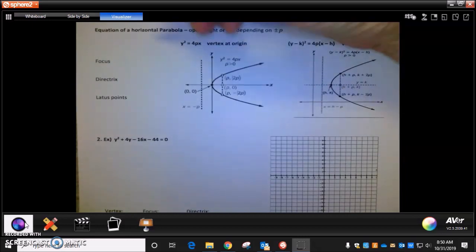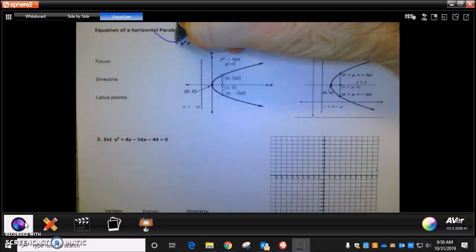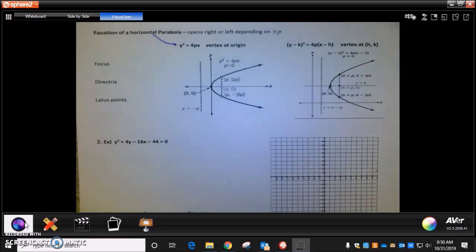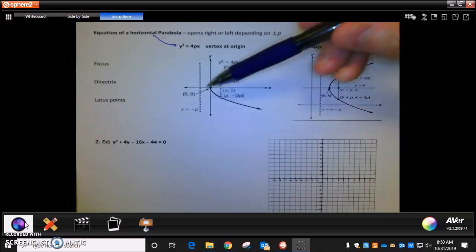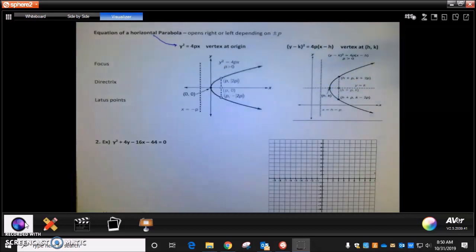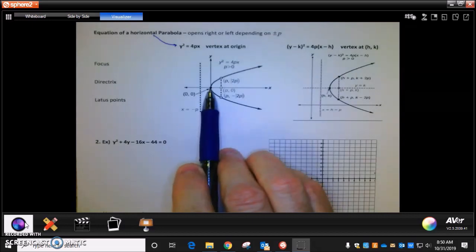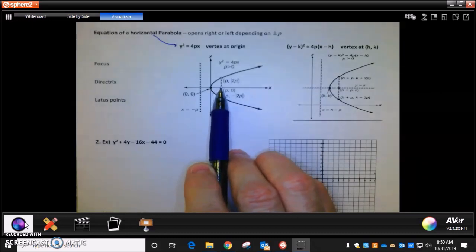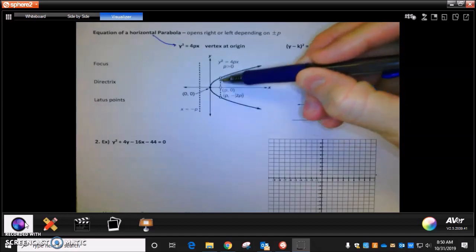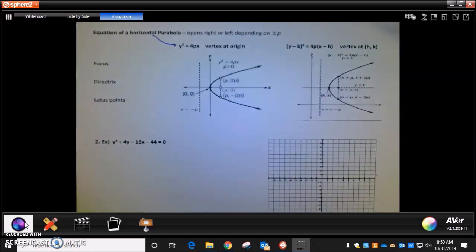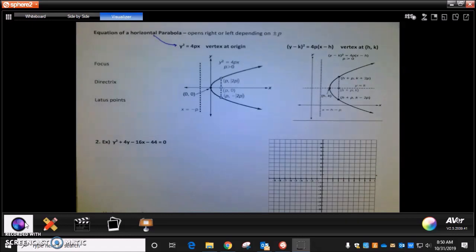Notice that for the horizontal parabola, it's the y that's being squared. So if you see y squared, the first thing you want to think of is this parabola is going to go in a horizontal direction. Okay, so we are still going to graph our vertex first. And then when we go to find the focus, we're going to move horizontally to find that focus. Then we're going to go up and down to find our lattice points. So everything's just going to be kind of shifted as far as our directions go.